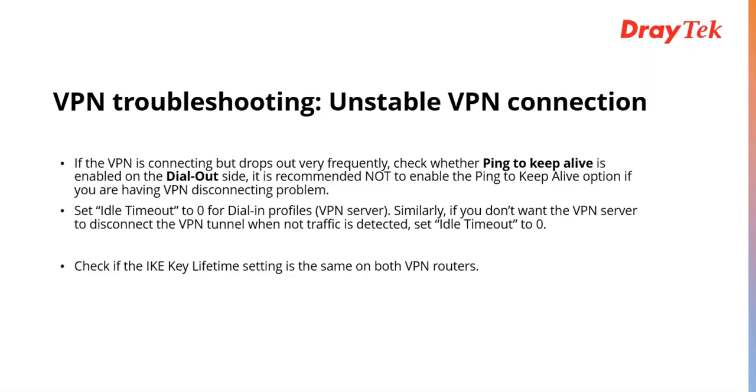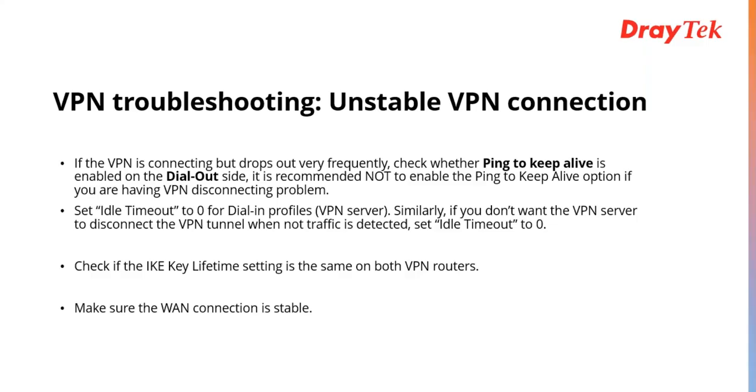You want to check that the IKE key lifetimes on both routers are exactly the same. If one router is using a much longer key lifetime compared to the other router, then they will not be able to renew the security association at the same time, and this would cause the tunnel to go down. So you want to check that this is set the same on both routers.